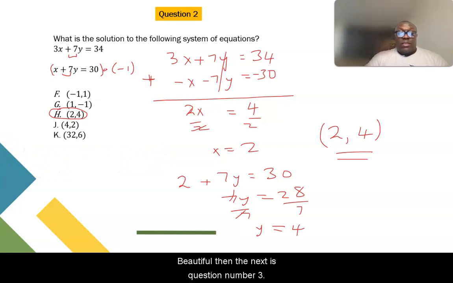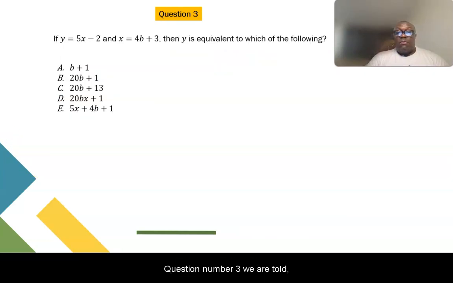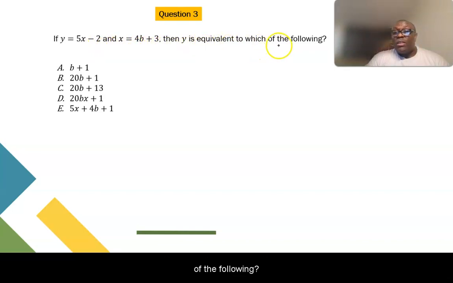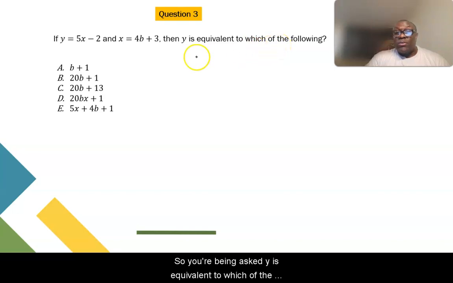Beautiful. Then the next is question number 3. Question number 3, we are told, if y equals 5x minus 2 and x equals 4b plus 3, then y is equivalent to which of the following? So you are being asked to solve for y.